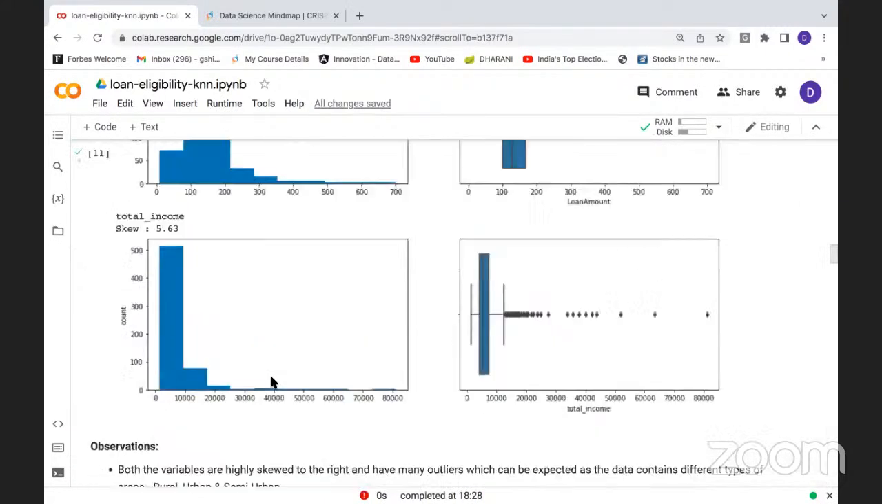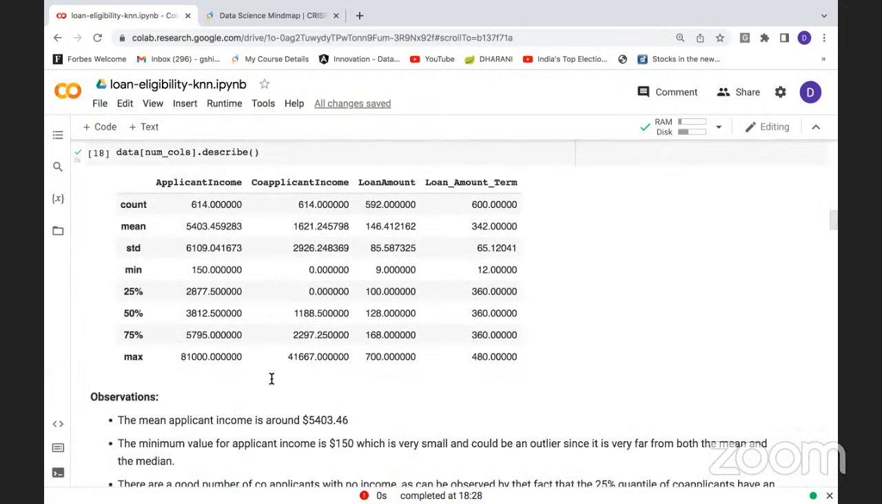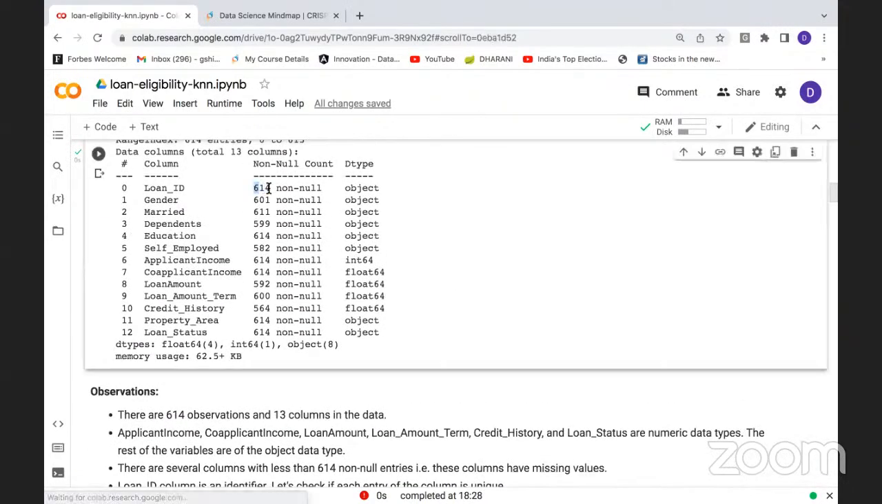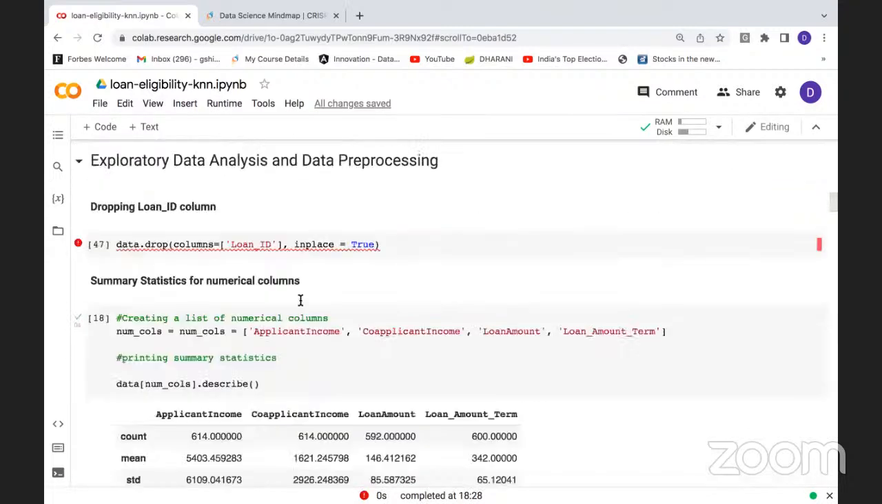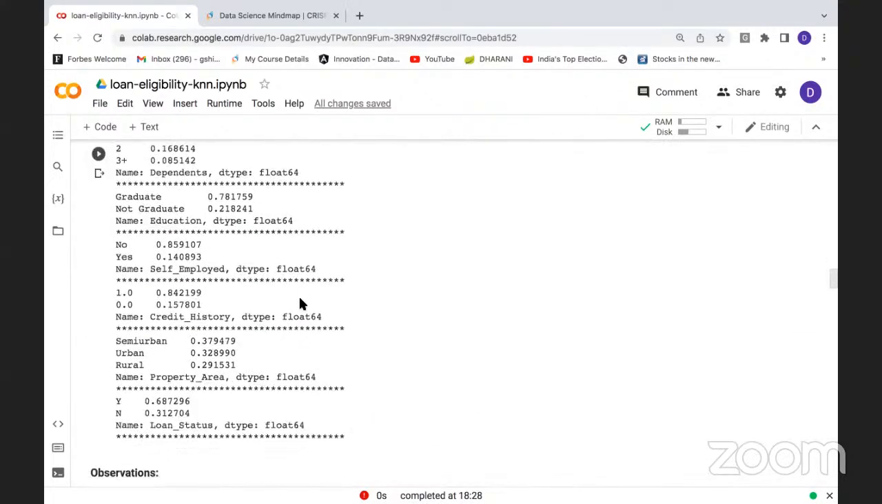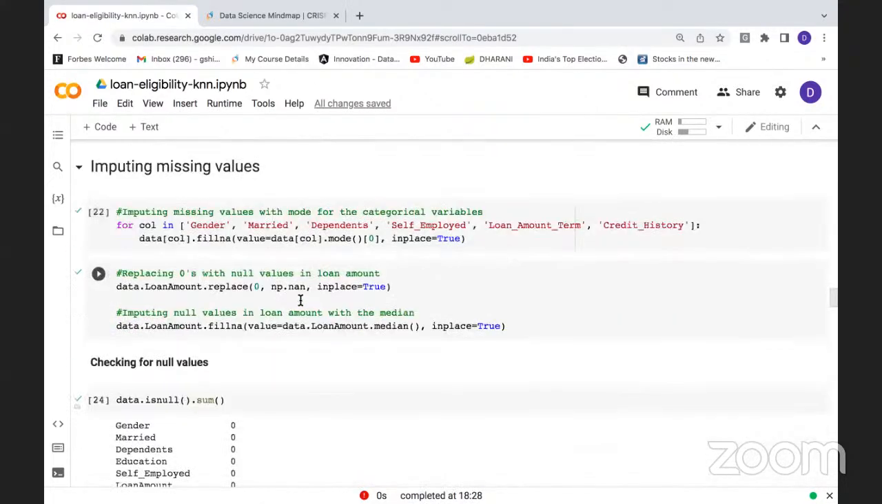Now, as in the first info function we have seen, you could observe that the total data is 614, but 601, 599, 582, none of them are matching with 614. If 614 and 614 are equal, it means no missing values. But 614 minus 582, you have some missing values in your data. So you have to go for an imputation technique.